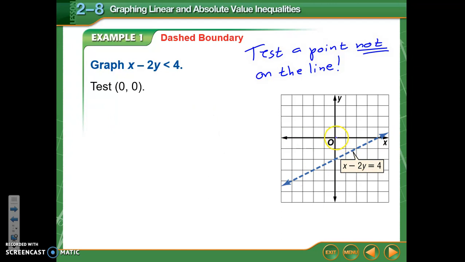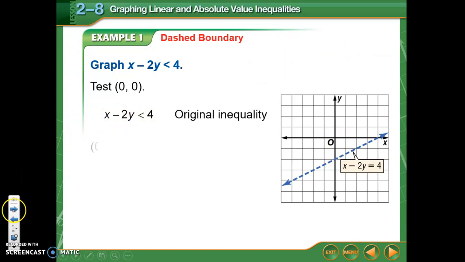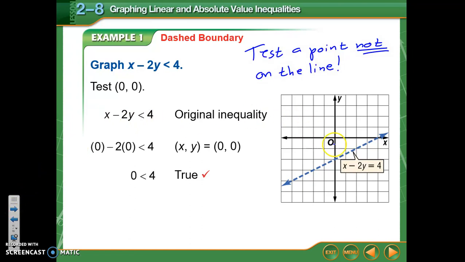It's usually nice to test 0, 0 as long as it's not on the line. So in this case, we can test 0, 0. We're going to plug 0 and 0 in for x and y in my original inequality. And we end up with 0 is less than 4, which is true. Since 0, 0 is over here on this side of my line, that means that all the points on this side of my line are going to make the inequality true. So we're going to shade that region.